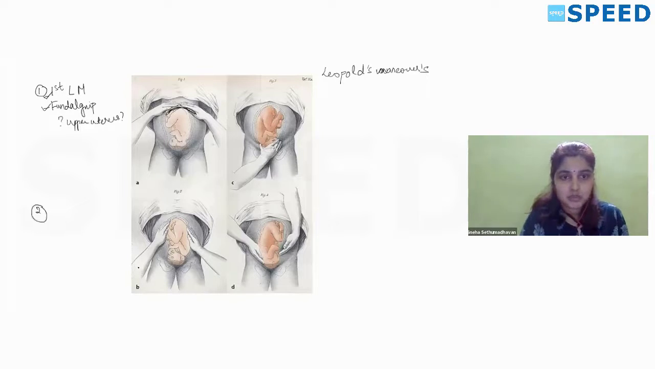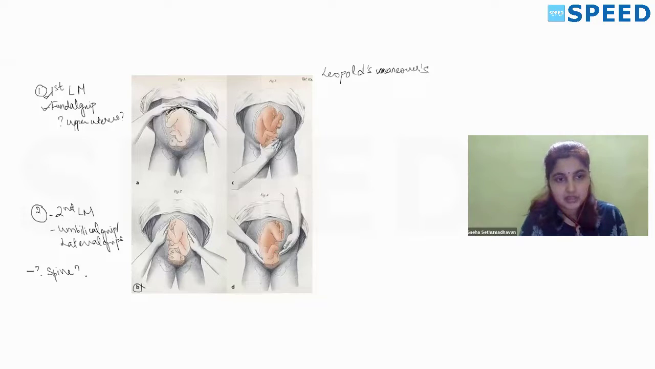The second maneuver in B is called as second Leopold's maneuver, otherwise called as the umbilical grip or lateral grip. These are the different names. And this is done majorly to see where the spine is located. Is it on the right side or left side? So in this case, you can see that the spine is on the left side and the fetal limb butts are on the right side. So to determine where the spine is located.